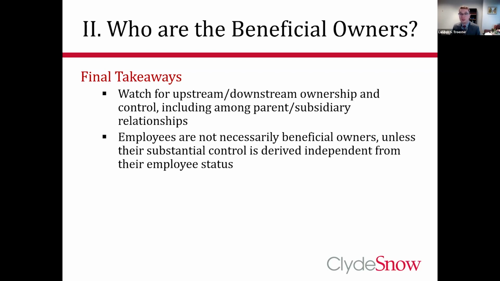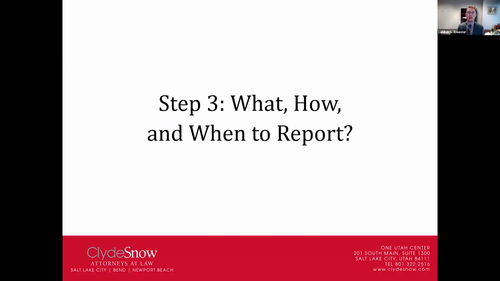Remember that in the organization structure that FinCEN created for their guidance, that was one company owned by 2 companies owned by 5 people. And that can happen, and it takes a little bit of work to frame it out and see what's going on. Also remember that employees are not necessarily beneficial owners. However, if they have control over the business because of some reason other than just being an employee, you need to watch for that and potentially include them as a beneficial owner. That's our rundown of the 2 big pieces of this.